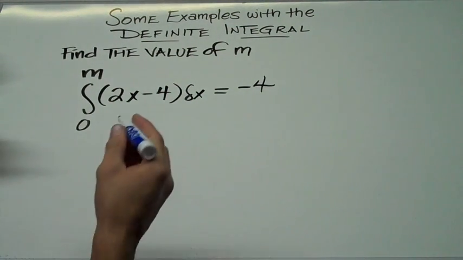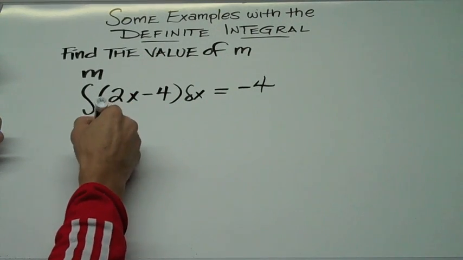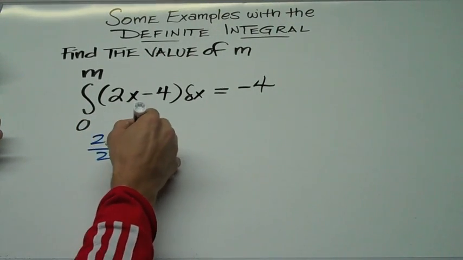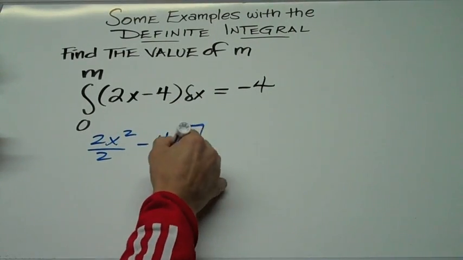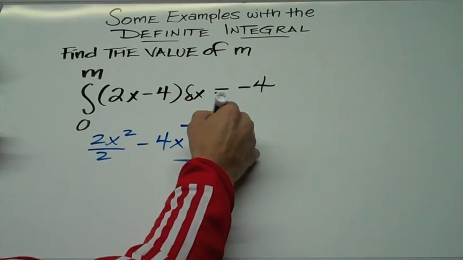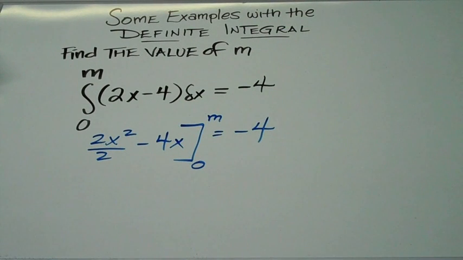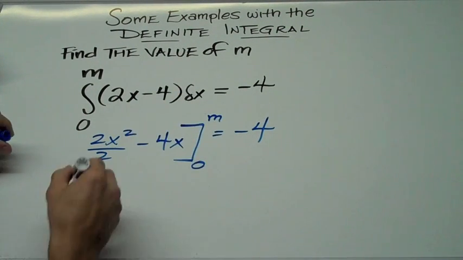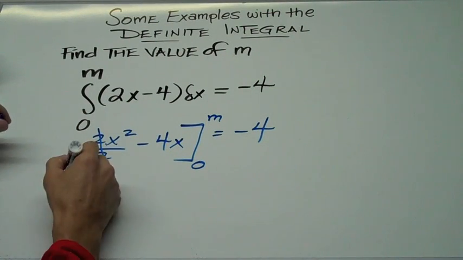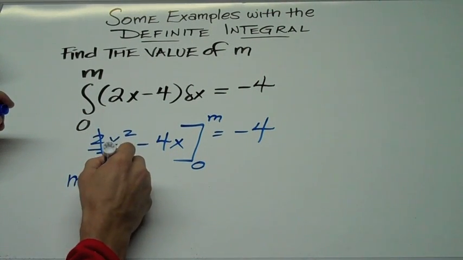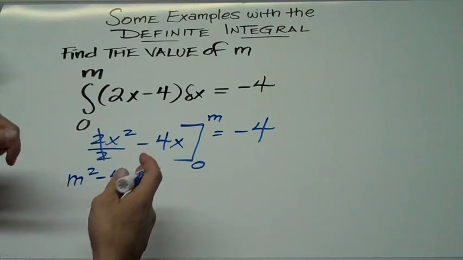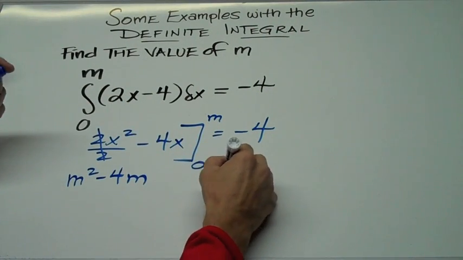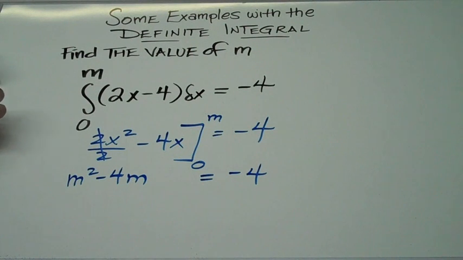If we integrate this, we're going to get 2x squared divided by 2 minus 4x, evaluated from 0 to m, and we're told that the area, or the answer, is -4. If that's the case, we can substitute in m. First, our 2's will cancel, and we'll get m squared minus 4m. If we substitute in a 0, we get 0 minus 0, so it's minus 0, equal to -4. So now we can just solve for m.